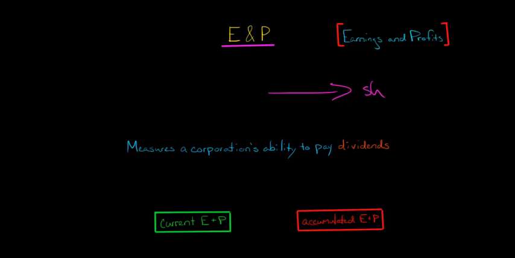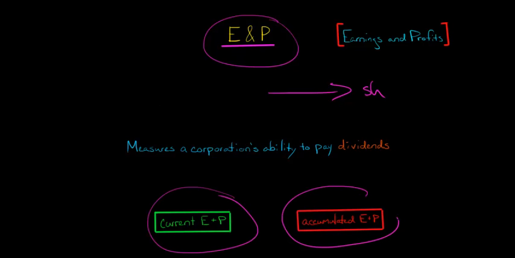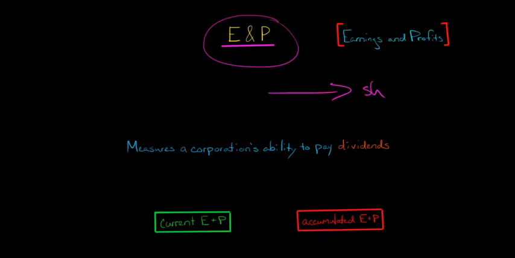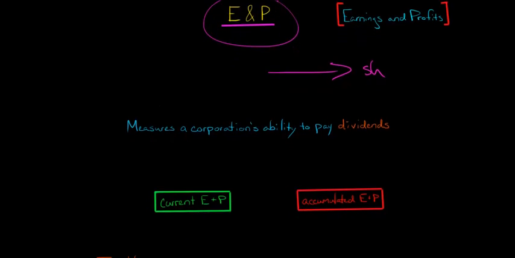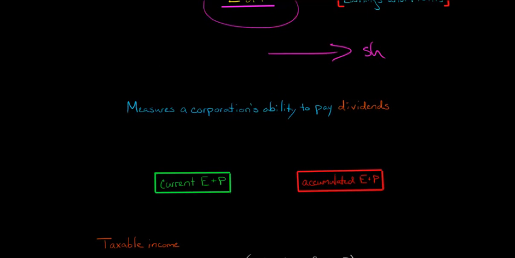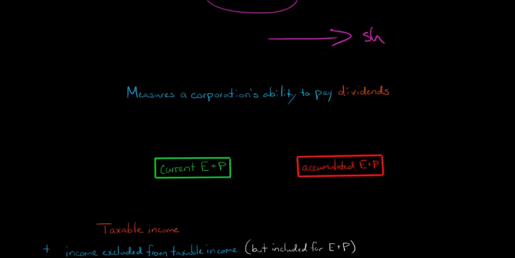But right now, I just want to talk about how we'd go about calculating earnings and profits. You've got a current E&P and an accumulated E&P. First, I want to show you how to calculate current E&P, and then accumulated E&P will actually be quite easy. To calculate current E&P, you start out with taxable income for the year. That's your base, and then you make adjustments. You're going to add some things and subtract some things.